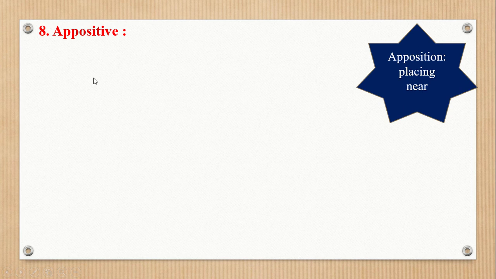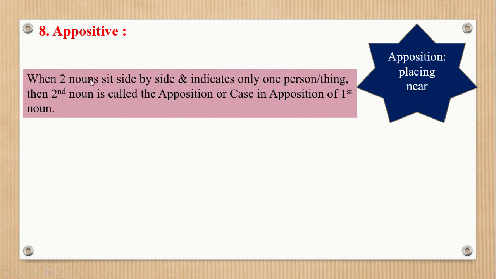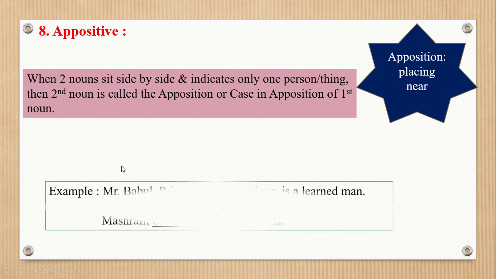So the definition of appositive is when two nouns sit side by side and indicate only one person or thing, then the second noun is called the apposition or case in apposition of the first noun. So let's see the example.